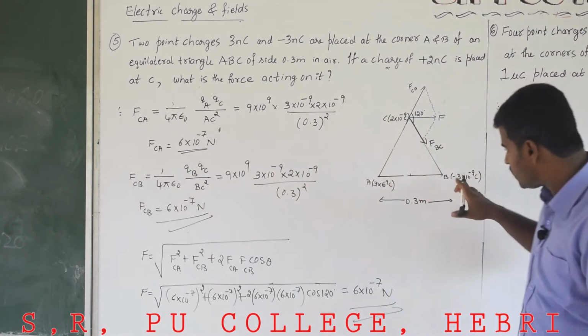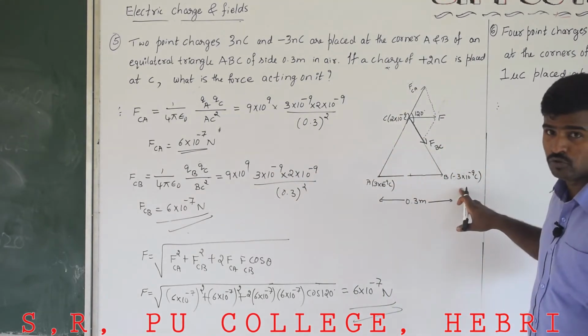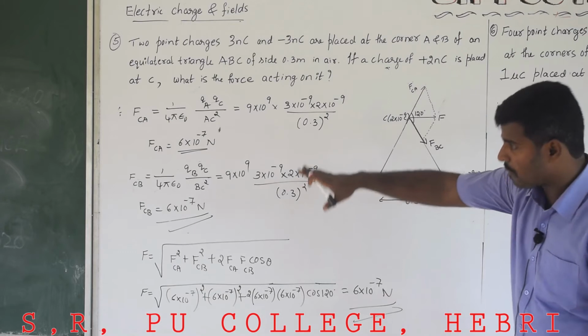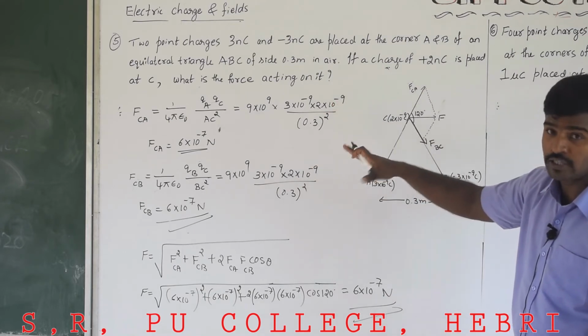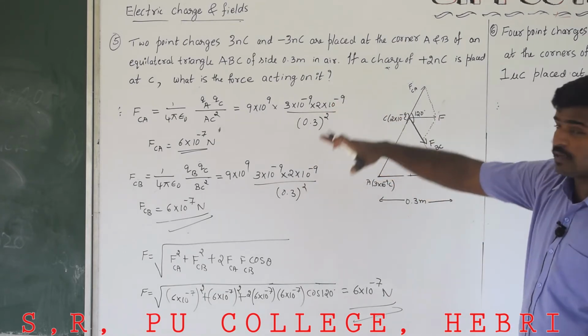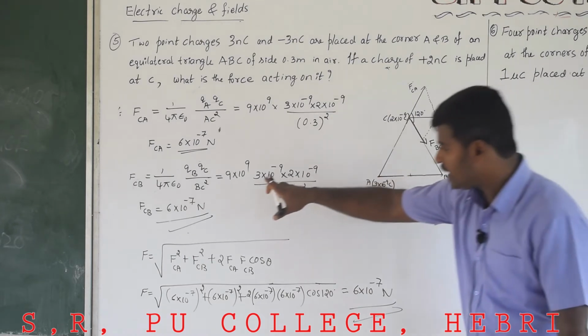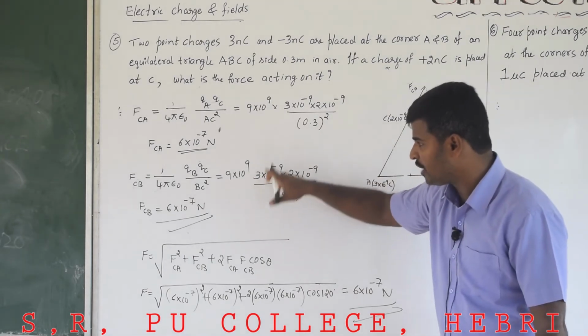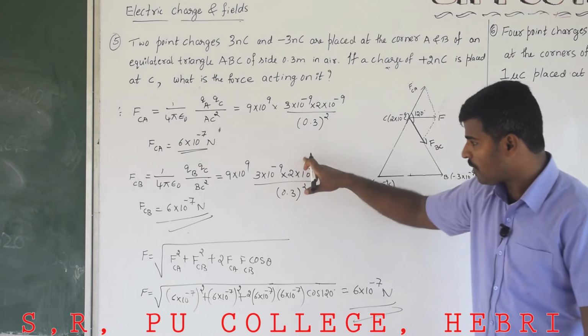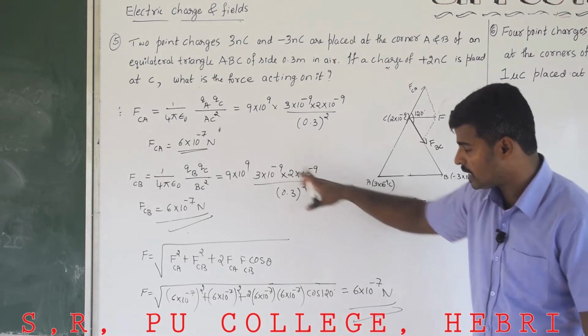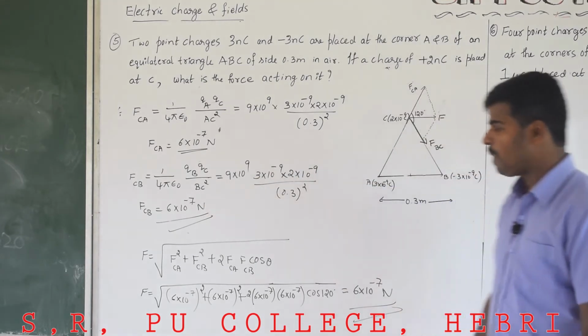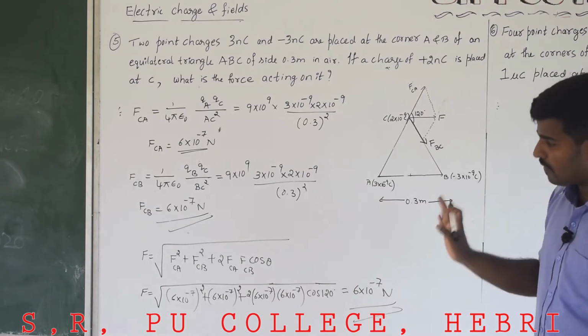You may have a doubt here: the charge at B given is negative. But according to Coulomb's law, when calculating the force, we consider the magnitude of the charge. So here I have written it as positive: 3 into 10 raised to the power minus 9 into the value of C, which will be 2 into 10 raised to the power minus 9. We get FCB is equal to 6 into 10 raised to the power minus 7 Newton.